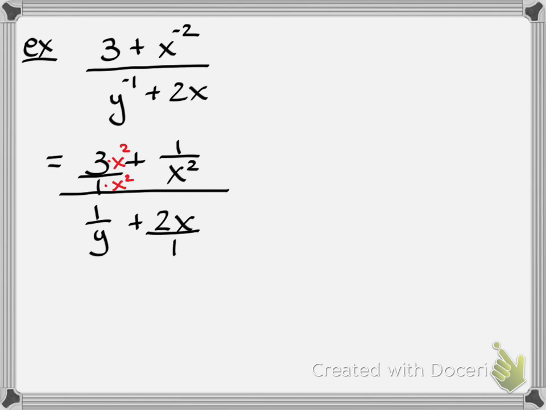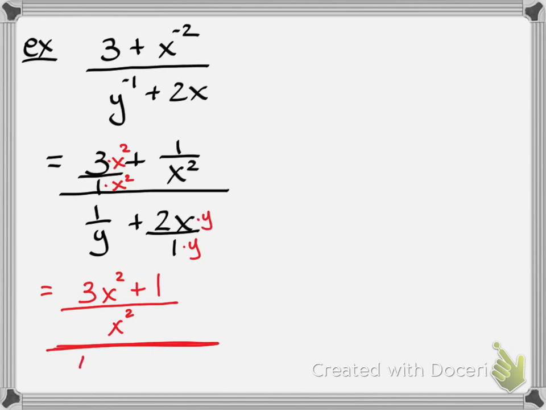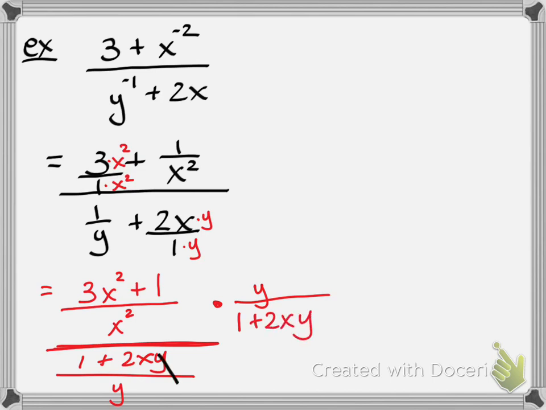So now they both have the same denominator, so we can get 3x squared plus 1 all over x squared. And in the bottom, it's just as nice to get the y down here in the denominator, so we'll multiply that by y. So it's 1 plus 2xy all over y. Now it's a fraction over another fraction, so we'll take care of that. Rather than divide by that fraction, we will multiply by its reciprocal. So we aren't dividing by this anymore. We flipped it and we're going to multiply by its reciprocal.